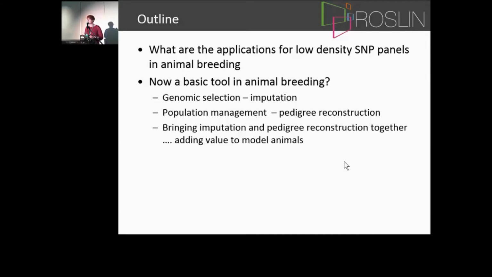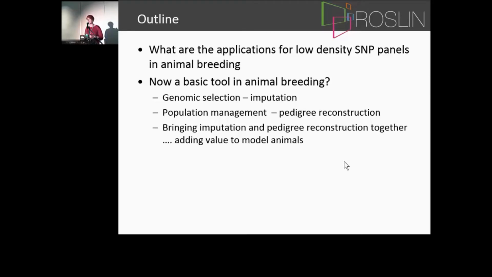So what I'm going to talk about today is the low-density SNP panels. I'd like to suggest that they now can be used as a very basic tool in animal breeding. We used them a huge amount when I was at Aviagen, and I'd like to share some of those experiences in a very general way.